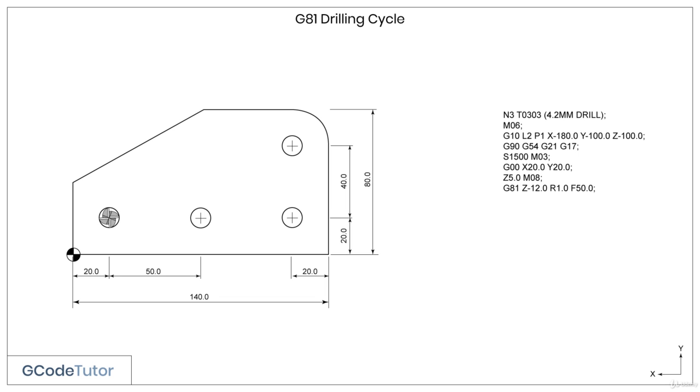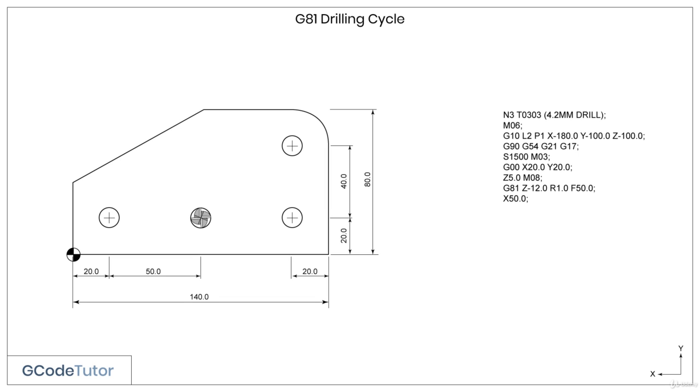The R1.0 is our retract value. This is the distance above the surface of the material that the drill retracts to after each hole. This assumes that our datum position is 0 on the surface of the material. And to finish off, we add a feed rate. In this case, I've used 50mm per minute.